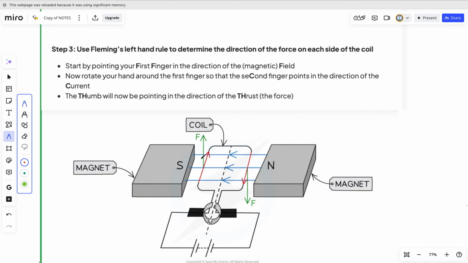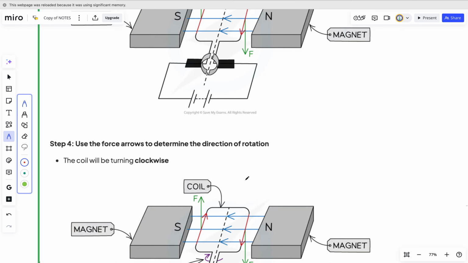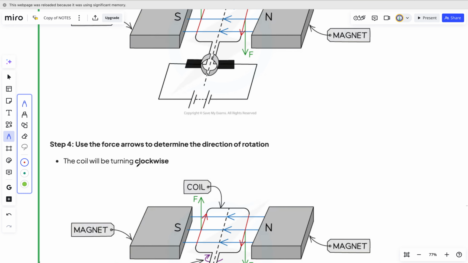So this rotation will be what? Clockwise or anti-clockwise? This rotation will be clockwise. Because here will be pulled up, here will be pulled down, causing the coil to rotate like this in a clockwise manner. So this is a clockwise rotation. The coil will rotate in a clockwise rotation.